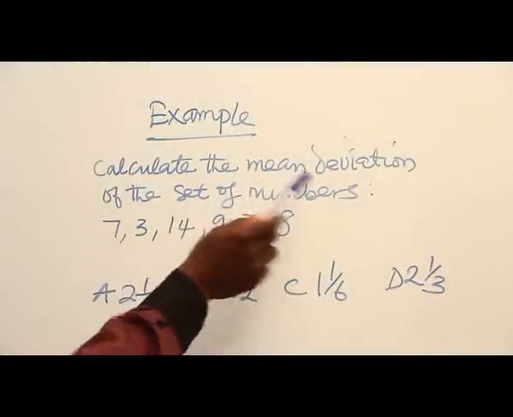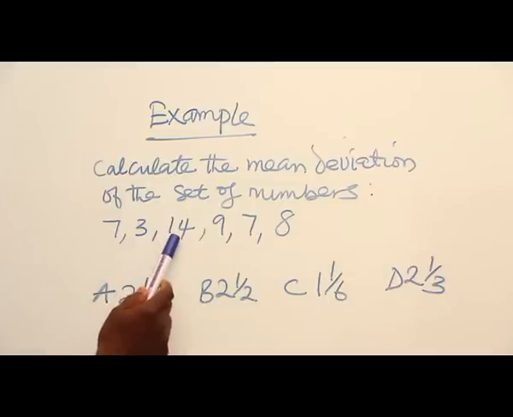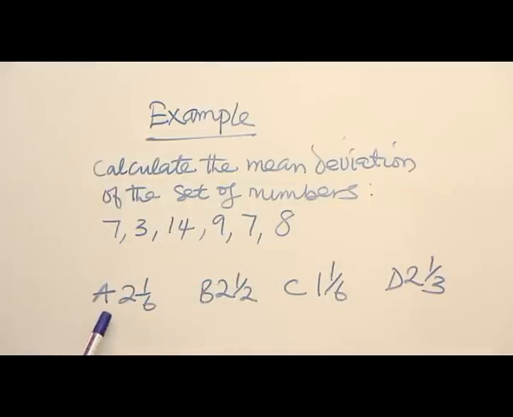Example: calculate the mean deviation of the set of numbers 7, 3, 14, 9, 7, 8. Option A, 2 1 over 6. B, 2 and a half. C, 1 1 over 6. D, 2 1 over 3.